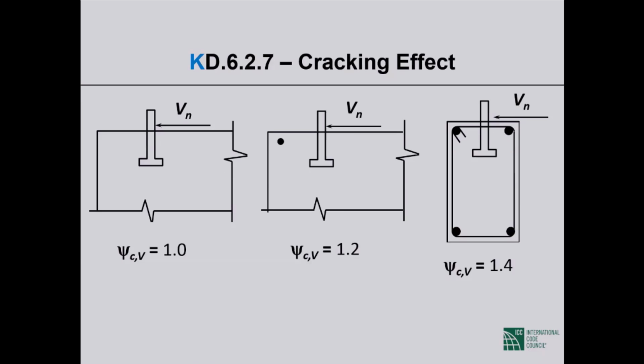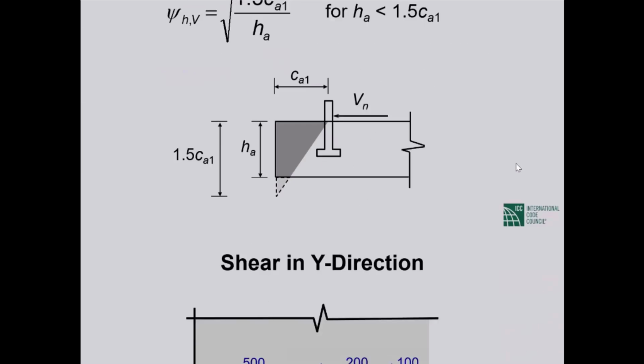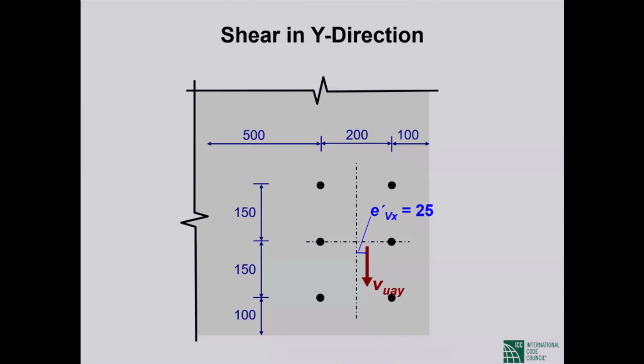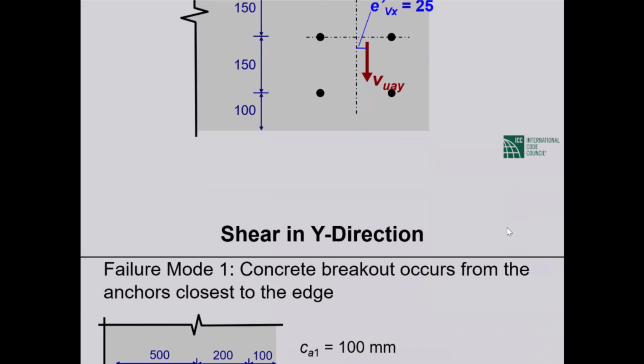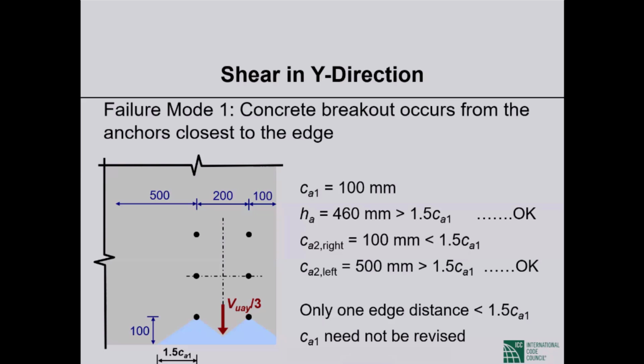The correction factor for insufficient depth: if the concrete depth is less than 1.5 times C sub A1, then this is your correction factor given by this expression. Coming back to our example, this is Y direction shear where we have an eccentricity of 25 millimeters. From here on, it gets in a way complicated, but in a way repetitive. Please follow me closely on this first one, and then I will do a lot of skipping because it is all repetition.